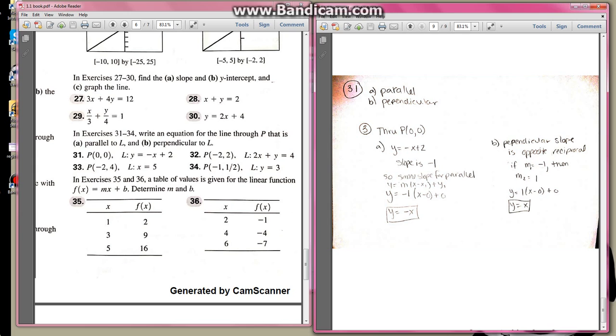Perpendicular has to be opposite reciprocal. So for line L, the slope is negative 1, so we want to flip it, which would still be negative 1, and then take the opposite. So we get positive 1. Plug in the point into point slope form, and you get y equals x.